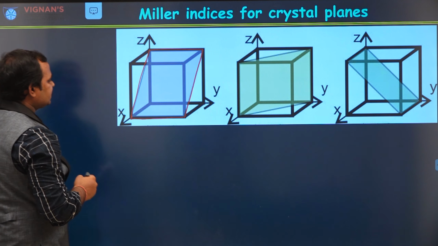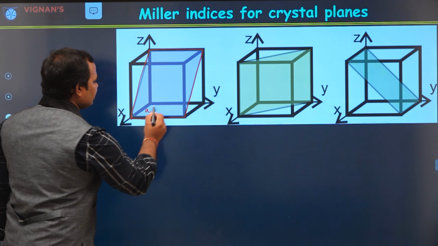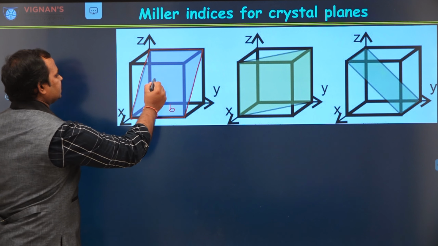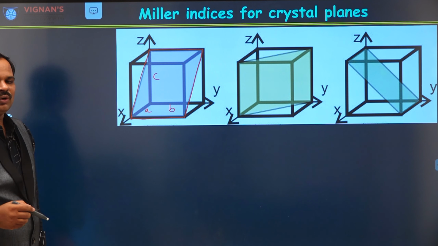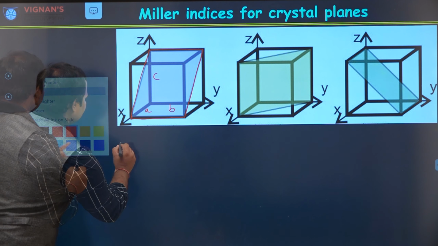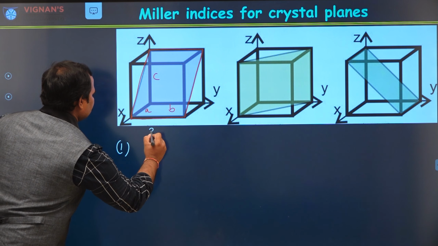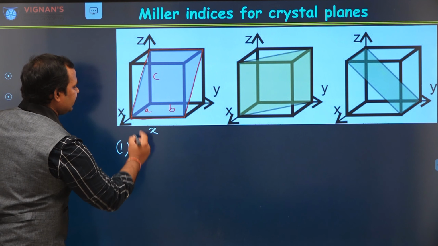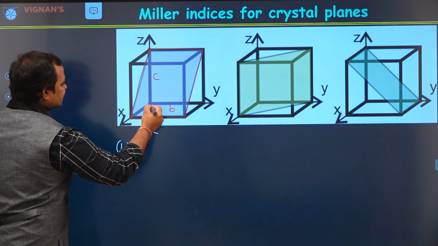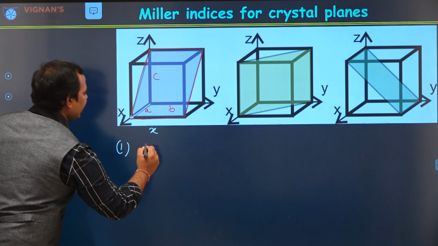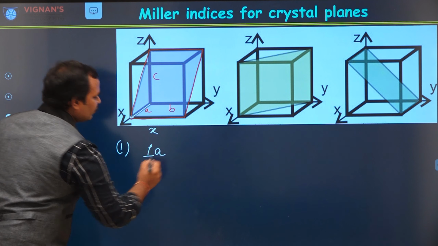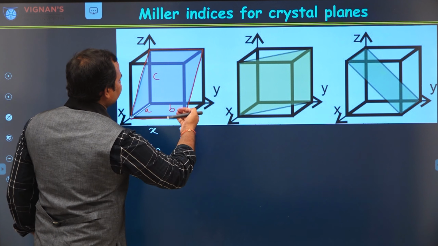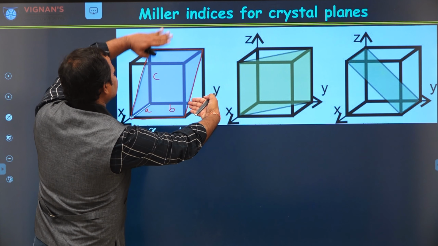Similar to the previous case, the lattice parameter along the x-axis is A, along the y-axis is B, and along the z-axis is C. Now, let's find out the intercepts. On the x-axis, you can see this plane is intercepting the x-axis at 1A, and then the y-axis. This is the y-axis and this is the plane.